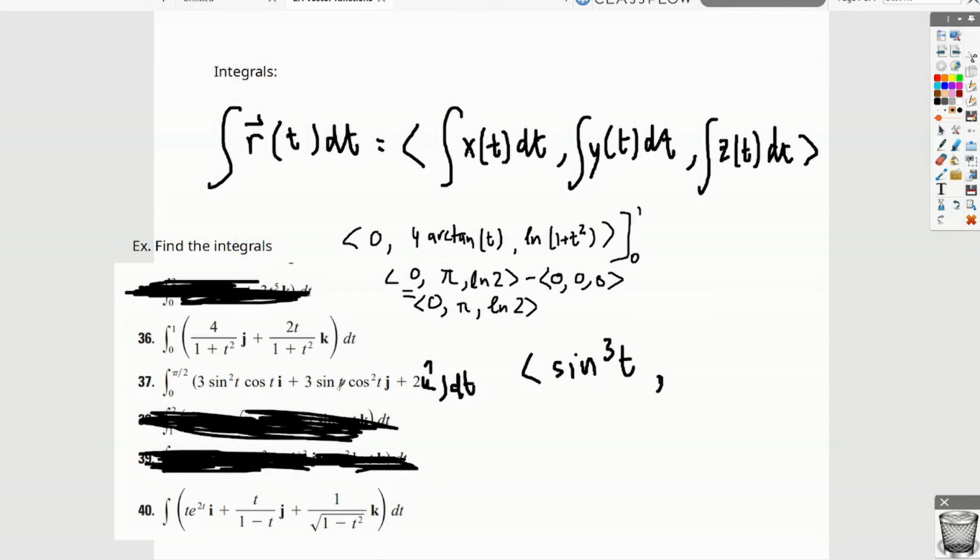And then this is cosine this time, so u will be equal to cosine, so you'll get negative cosine to the third power of t, and it's 3, so it's very nice. And then there's this k, so you'll get 2t. And this is evaluated from 0 to pi over 2.